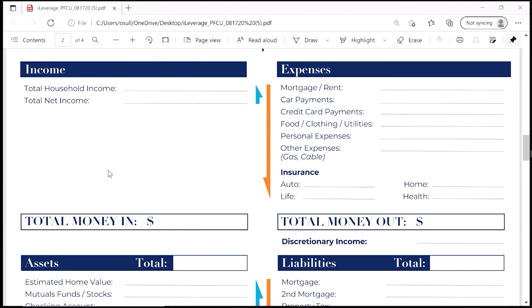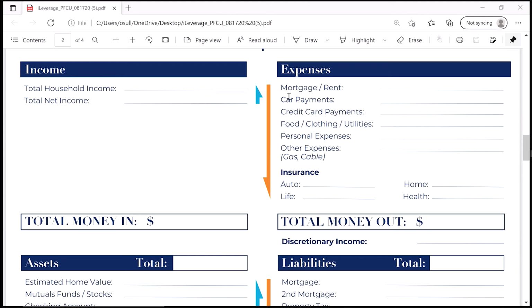Income. Okay, so you're going to get your total household income. You touched on maybe a ballpark gross at the top of the page, but then you're going to look here at the total net income. And just break down some expenses here. So what are you paying for mortgage or rent, car payments?